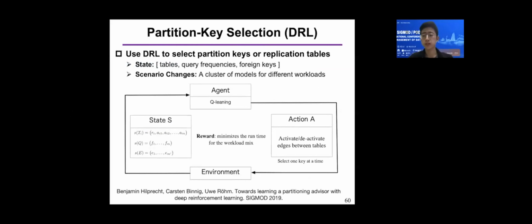They first encode the tables, query frequencies, and the foreign key constraints into a state vector, and use the deep reinforcement learning model to select a partition key or a replication table at each iteration. They can learn from the reward to optimize the selection policy.